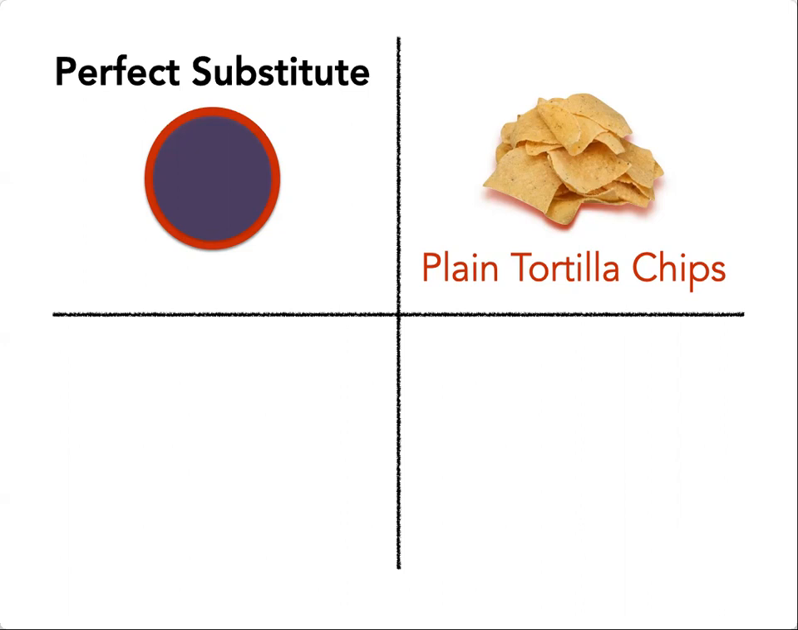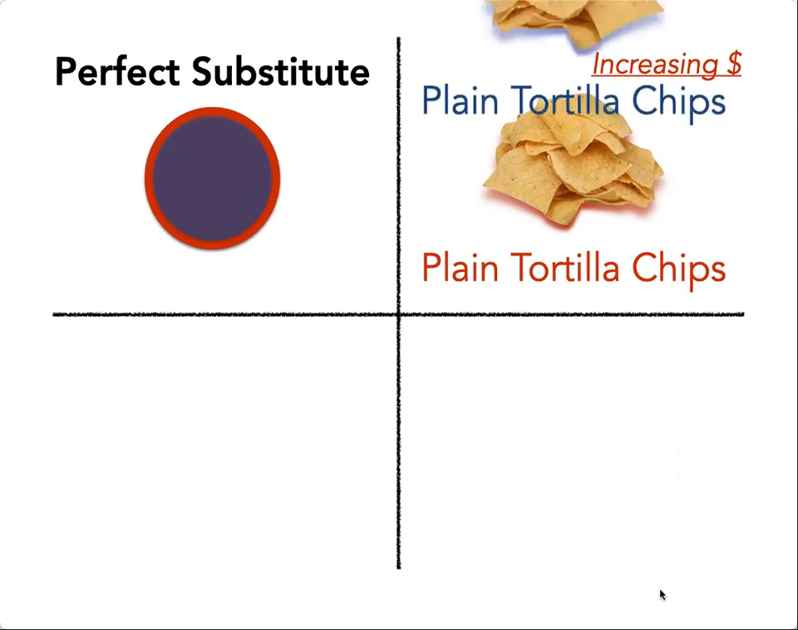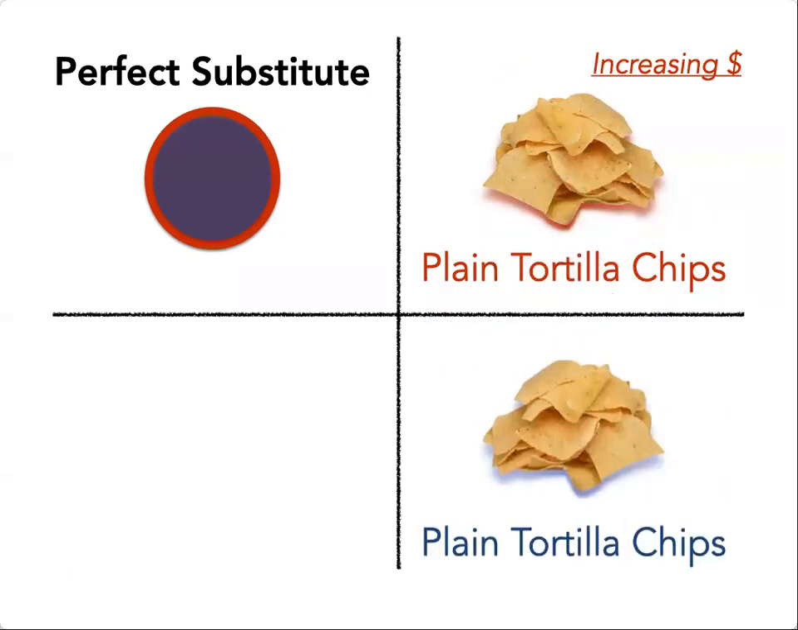So at each increase in price for the plain tortilla chips, in this case, we have other plain tortilla chips out of a different bag or something. And these are available for a fixed price. So each time the price increases, the price stays the same for the alternative.